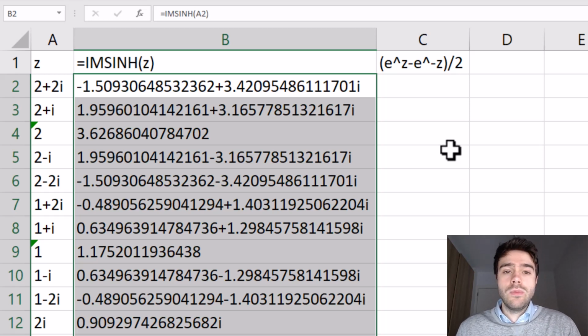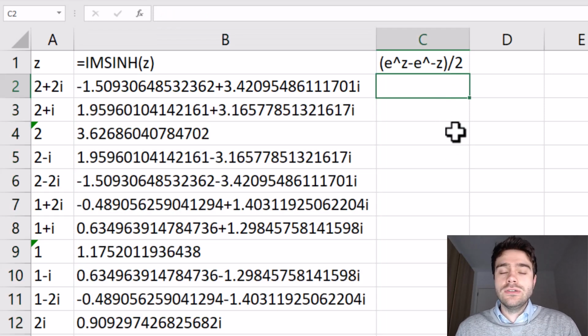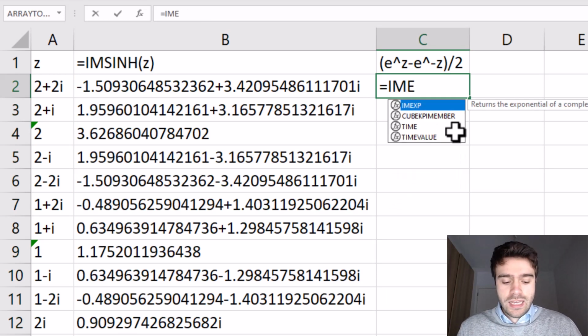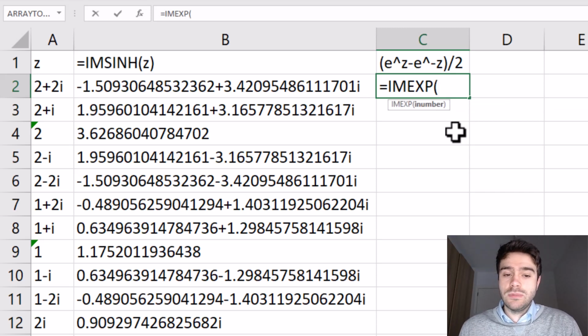Now, something to be aware of is that complex numbers in Excel are stored as pieces of string or text. So we cannot do regular calculations with them, and we will have to use special Excel functions in order to perform these calculations. Now, the first thing we need to do is to take e to the power of the complex number. For this, there is a function which is called IMEXP, which allows us to take the exponential of a complex number. That is exactly what e to the power z means.